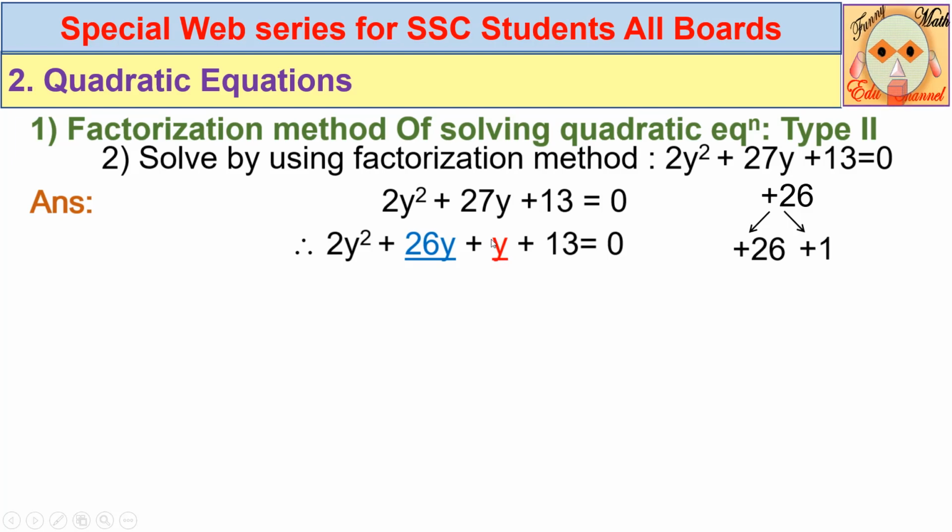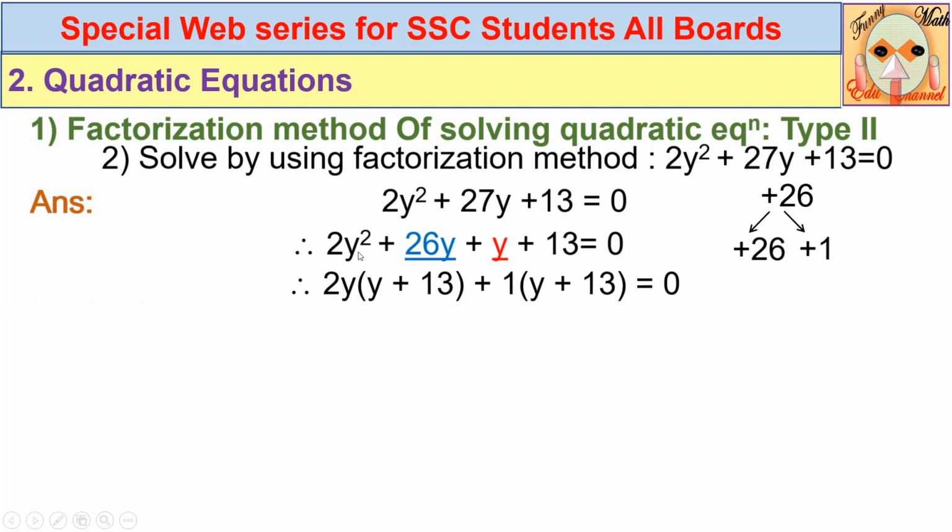Keep in mind, though here is 1, I have not written 1 here, because in maths when we write down only the variable, at that time the coefficient is always 1. And in this case we are going to take 2y common between the first two terms.